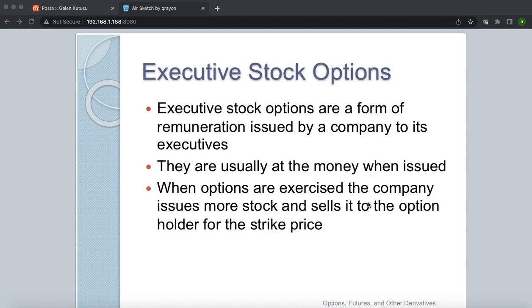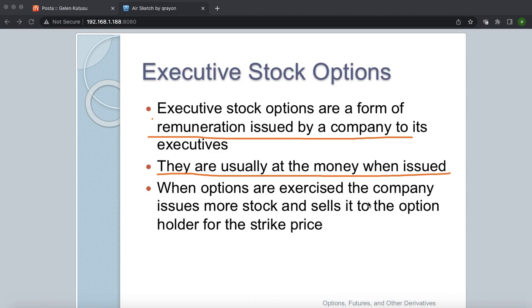And there are also other types of options. These are more special types, such as executive stock options. These are used as remuneration or to give incentives to the executives of a company, because as the price of the company's stock gets higher, the executive will have a positive profit when exercising these stock options. So these are usually at the money when issued. As the price goes higher, the benefit to the holder of this stock option will be greater.